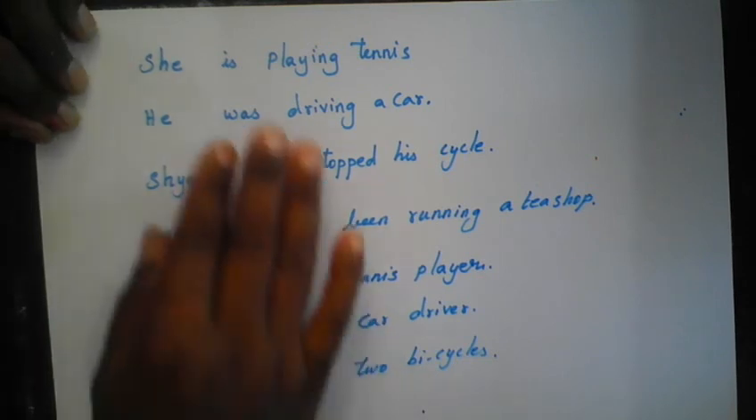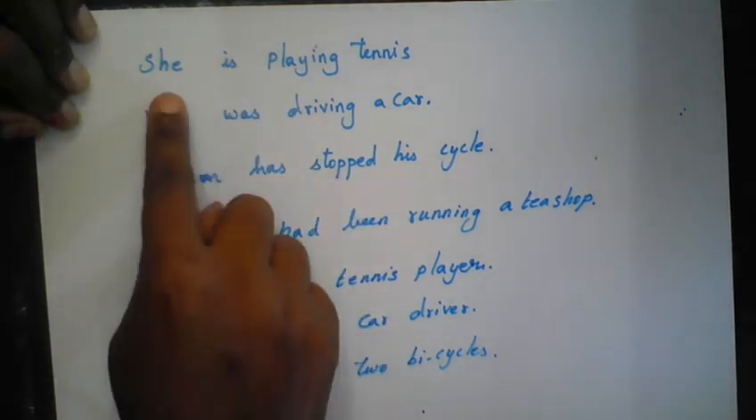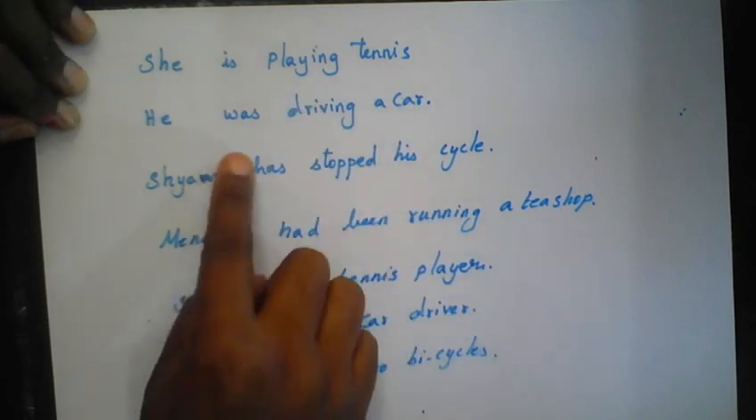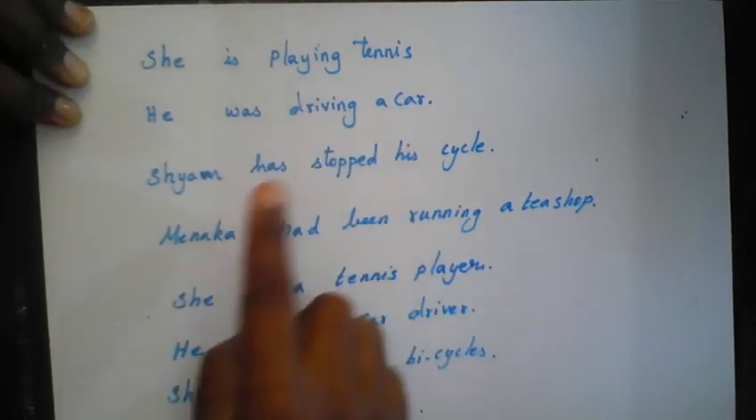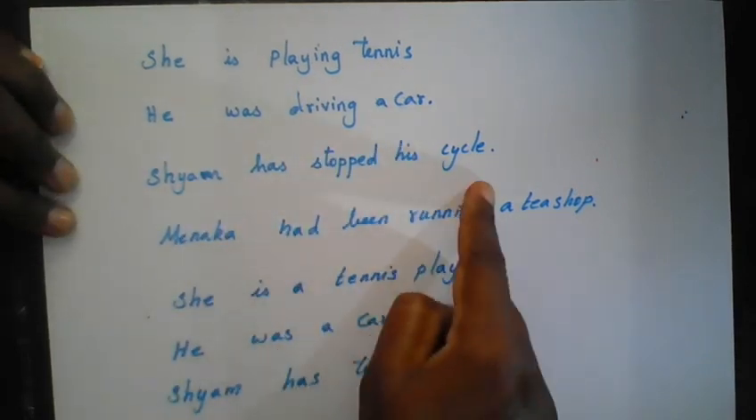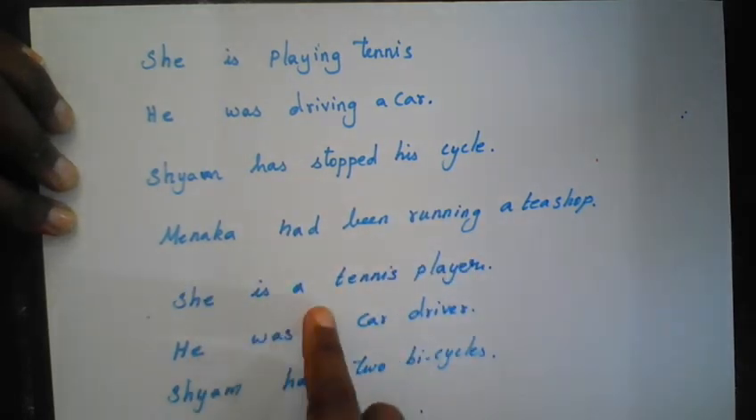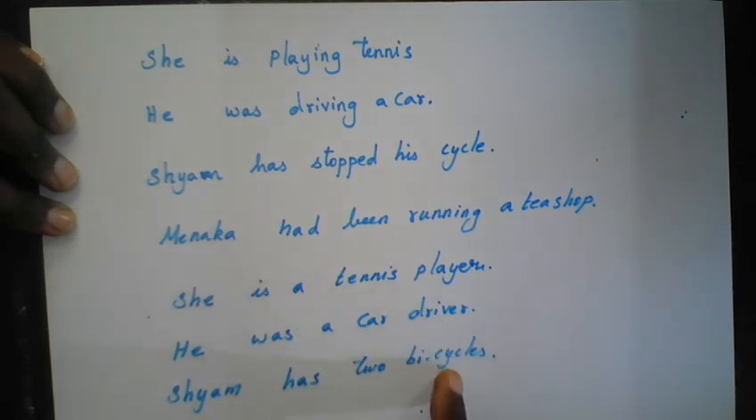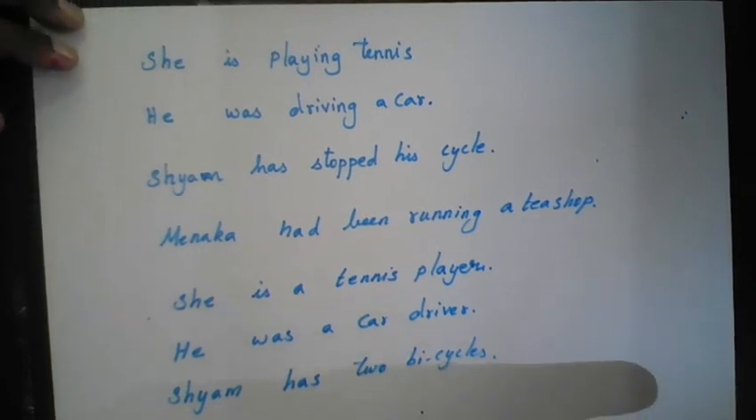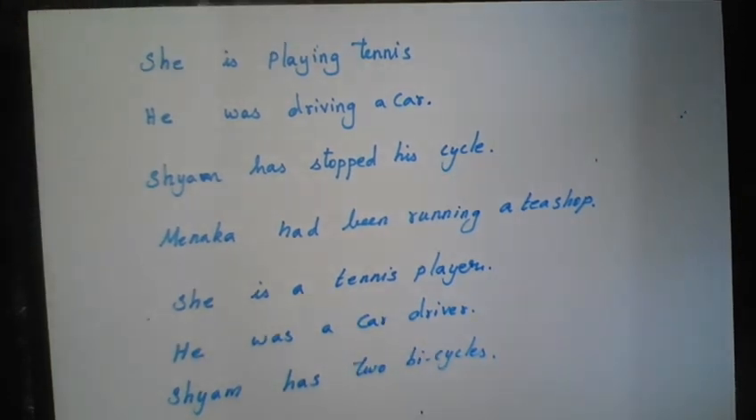And see, my dear children, here are some examples. She is playing tennis. He was driving a car. Shyam has stopped his cycle. Menaka had been running a tea shop. She is a tennis player. He was a car driver. Shyam has 2 bicycles. Now, shall we find the main verb and the helping verb here, my dear children?